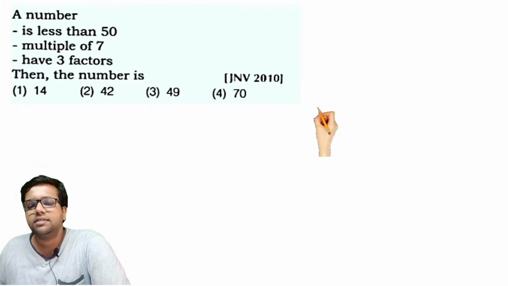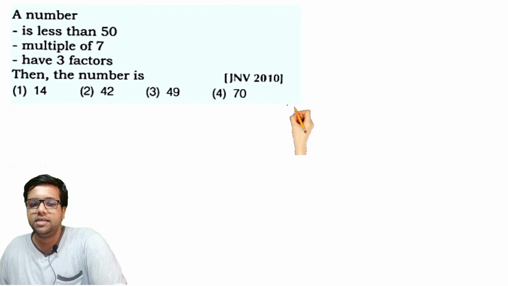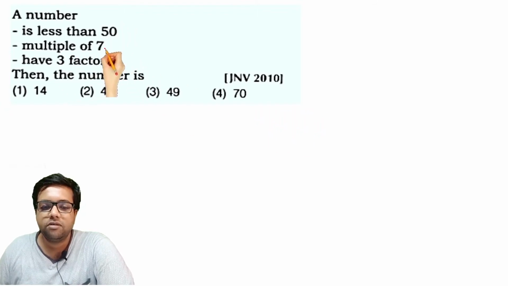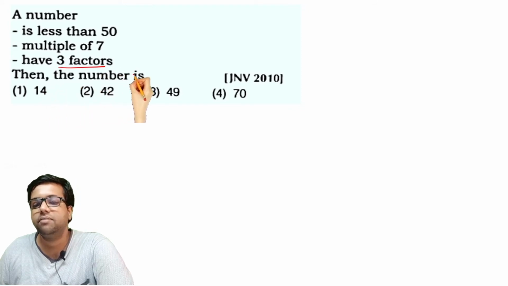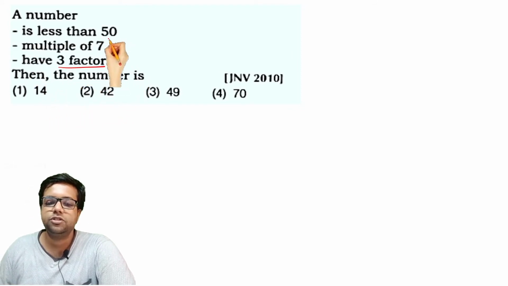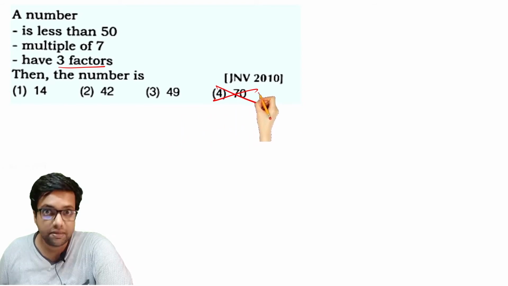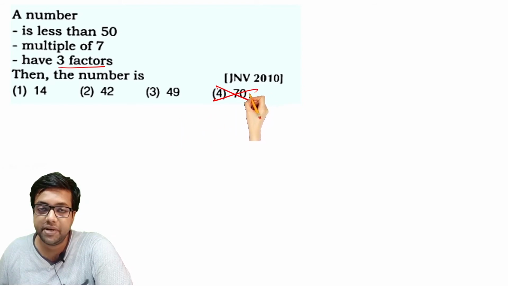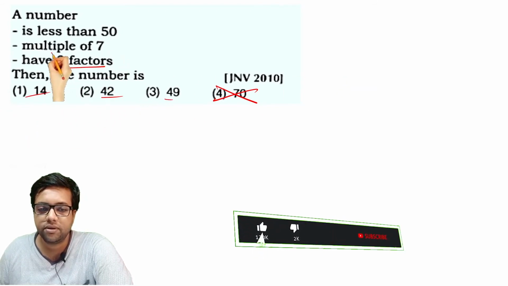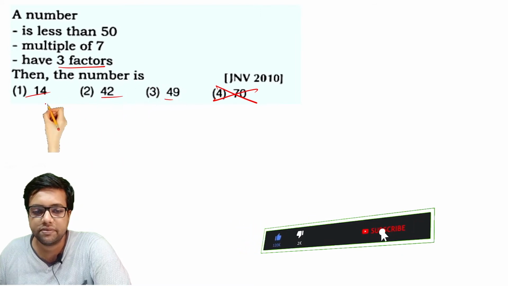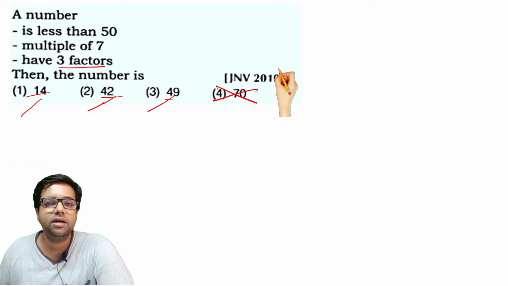A number is less than 50. So they are giving us a condition here. A number is less than 50, a multiple of 7, and should also have 3 factors only. Then the number is what? The first criteria is it should be less than 50. Eliminate this option because 70 is greater than 50. So we immediately eliminate that option, and the rest of the numbers are less than 50. Are they all multiples of 7? 7 twos are 14, 7 sixes are 42, 7 sevens are 49. Check. All of them are multiples of 7.